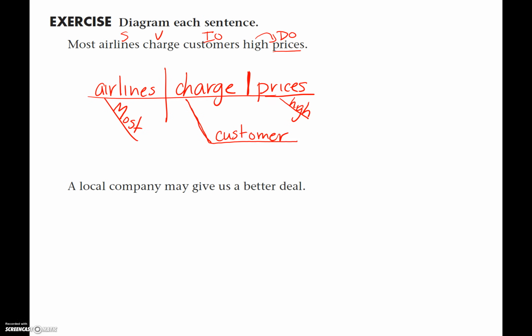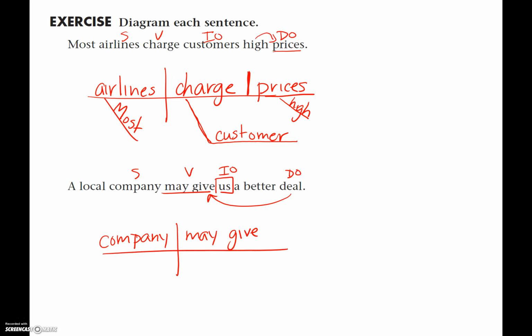In the second one, a local company may give us a better deal. Company, may give, is our subject verb. Deal is the direct object because it's the thing being given, and it's being given to us, so that is your indirect object. When we diagram this one, we have company, may give, as your subject and predicate. A and local go under company.